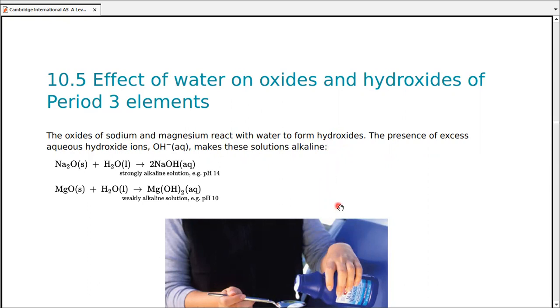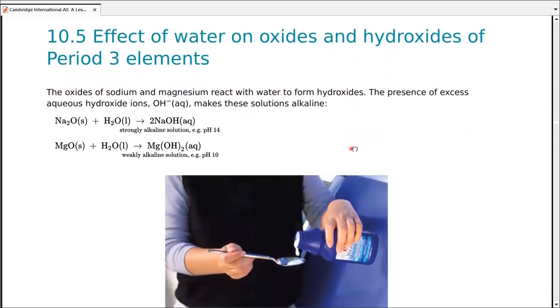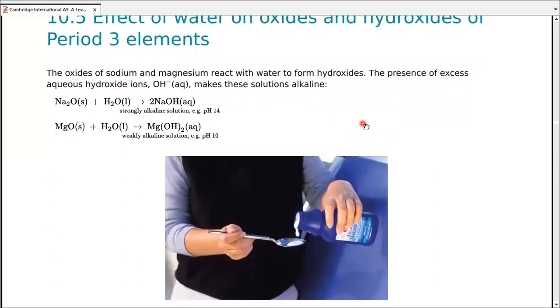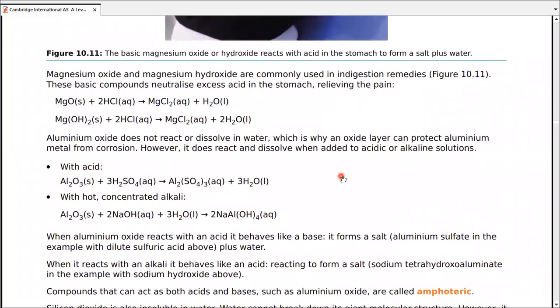So 10.5, effect of water on oxides and hydroxides of period 3 elements. I have discussed this point previously, but let's discuss it in a little more detail. Oxides of sodium and magnesium react with water to form hydroxide. Some form strongly alkaline solution, higher pH; weakly alkaline solution is because it is very less soluble, lower pH, maybe 10, a maximum of 11. I hope you understand why they have written it. I've already discussed it previously, so let's move on.